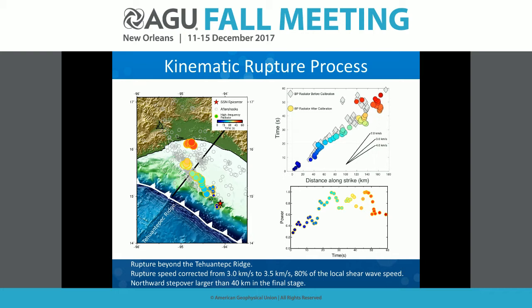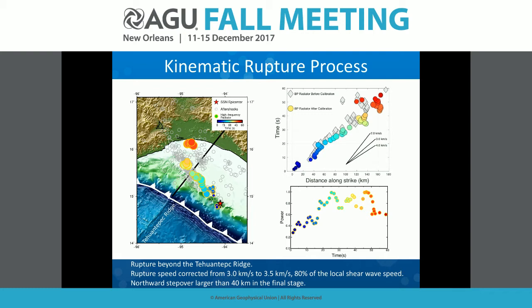You would think this is very fast, but consider that this is a deep event, and the ambient shear wave speed is about 4.5 kilometers per second. So you're getting about 80% of the local shear wave speed. That's a comfortable rupture speed, at which most ruptures can operate in a sustained and stable way.